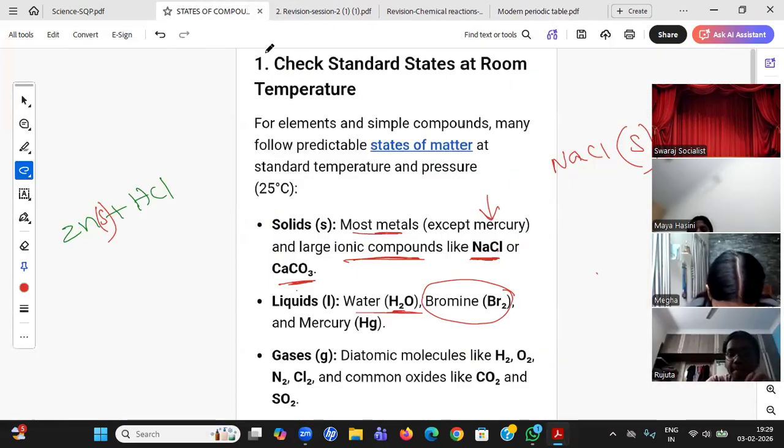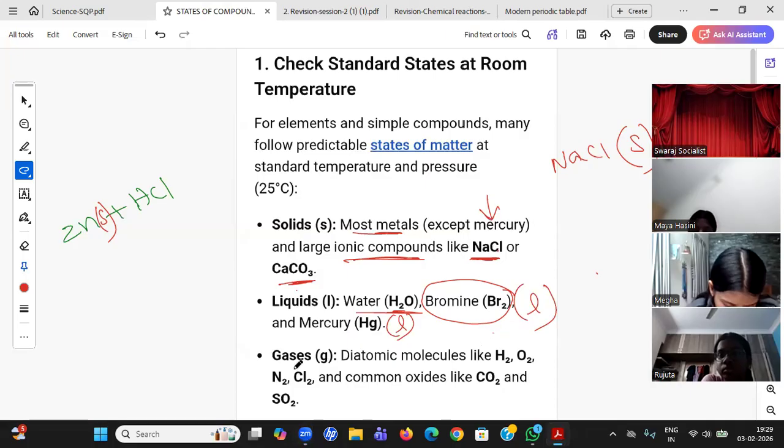So you need to mention whenever bromine is there at room temperature, you should mention liquid. Mercury, it's a metal, but you should mention liquid at room temperature. Okay, gases, obviously: diatomic molecules, hydrogen, oxygen, nitrogen, chlorine, and some of the oxides, carbon dioxide and sulfur dioxide. Always you should mention gas. Okay, this is one thing.